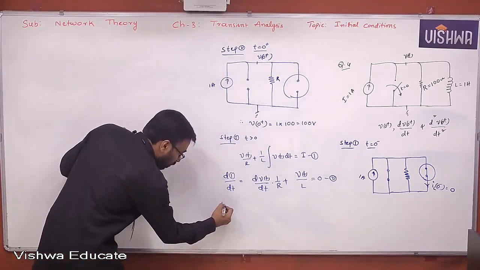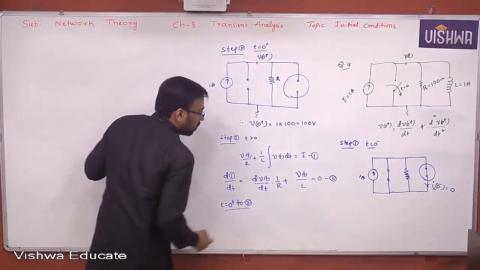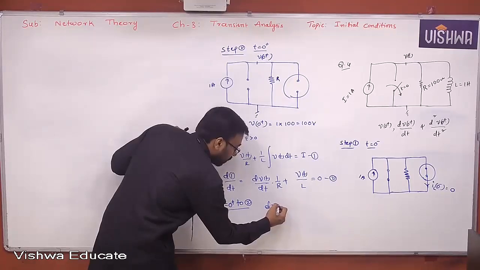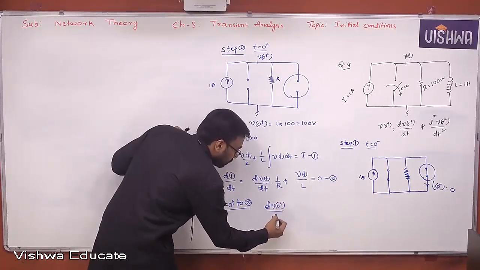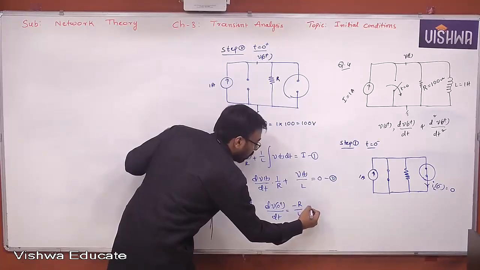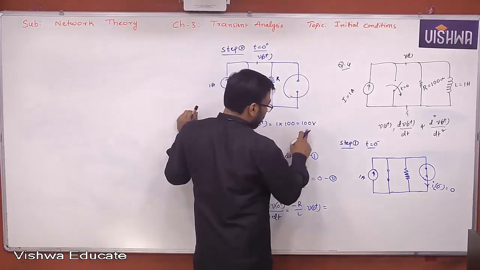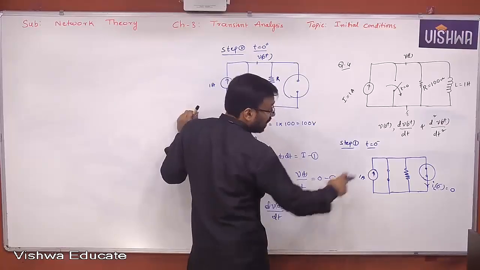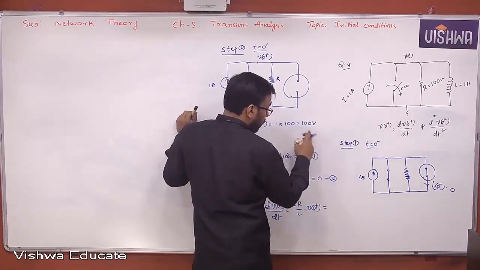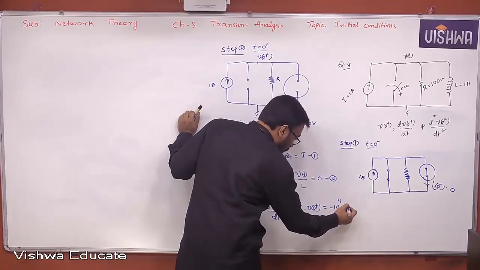Apply t equal to 0 plus conditions to equation 2. So what will you get? dV of 0 plus by dt is nothing but minus R by L into V of 0 plus. So what is the value you get here? V of 0 plus is already 100. L is 1 Henry and R is 100. 100 into 100. So minus 10 power 4 volts per second.